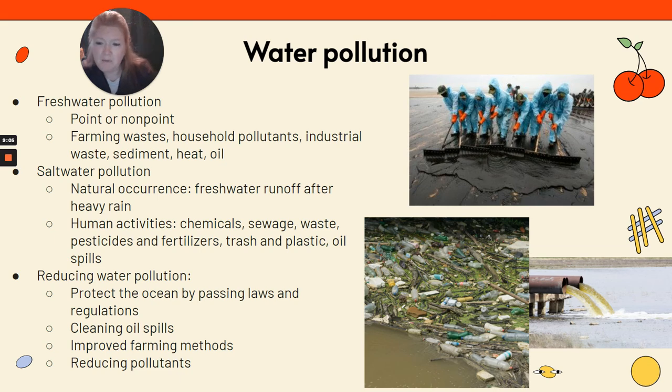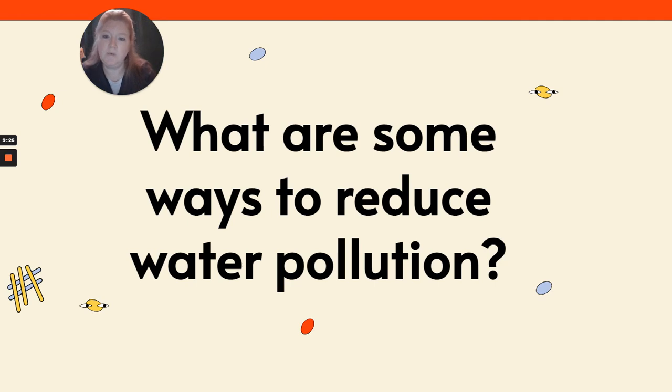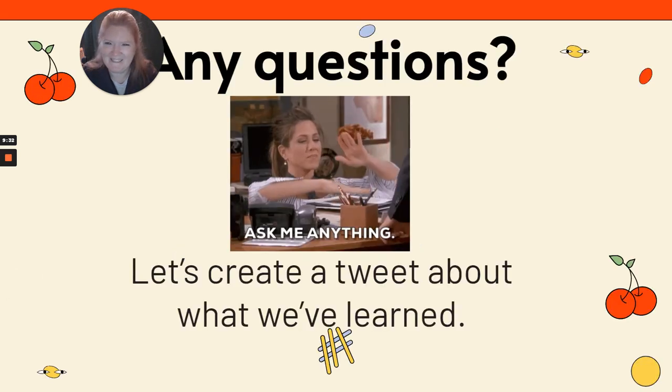So how do we reduce water pollution? We can protect the ocean by passing laws and regulations. We can clean up oil spills. We can improve our farming methods and maybe use fewer pesticides and fertilizers and farm more sustainably, and also reduce pollutants. So let's use less of the bad stuff. What are some ways to reduce water pollution? Do you remember? We just talked about them. Hopefully you do.